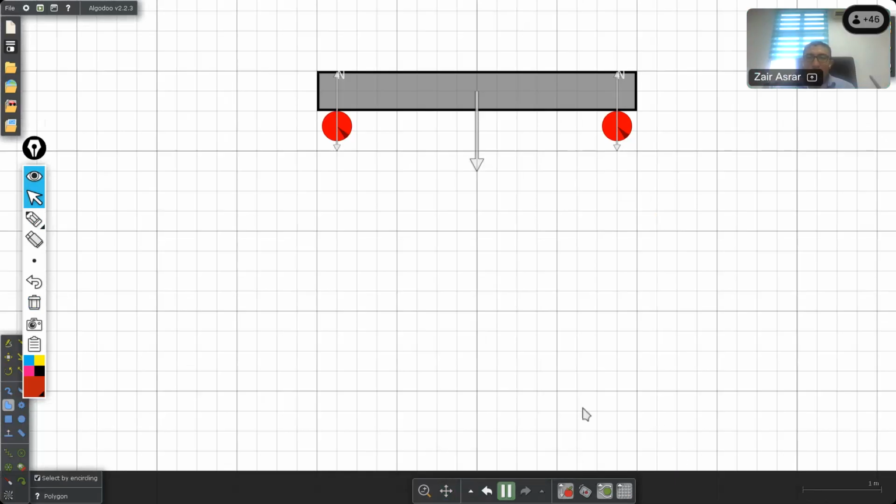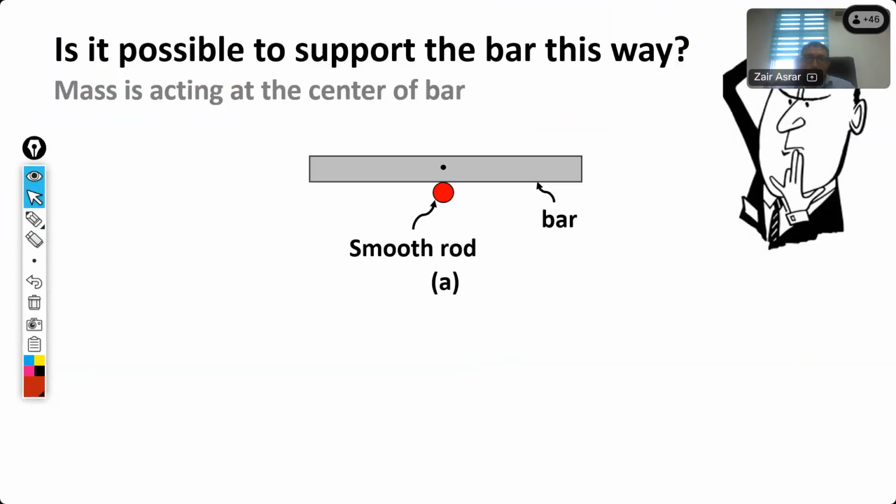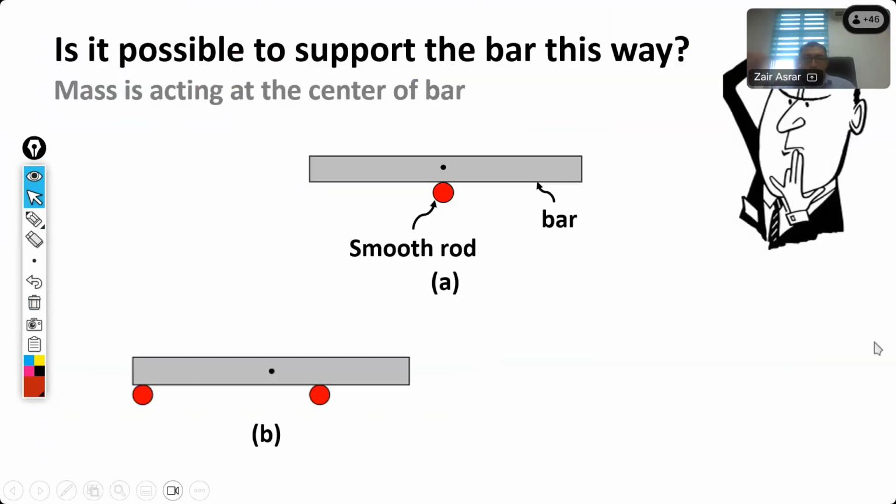Now, if I change it into the case in B here, again, the same thing applies. We have weight acting here. A will have this kind of configuration. Will the bar fall down? Will it fall down? No. Okay, very simple.